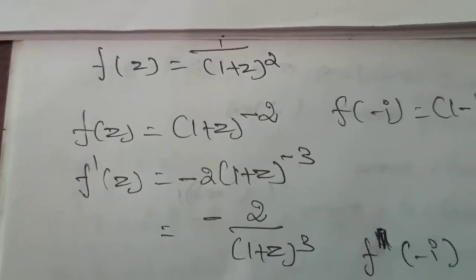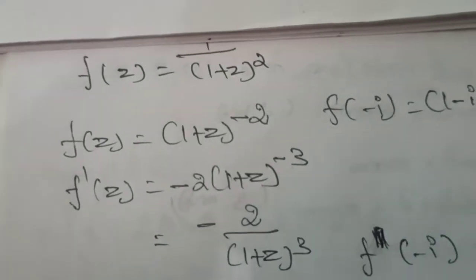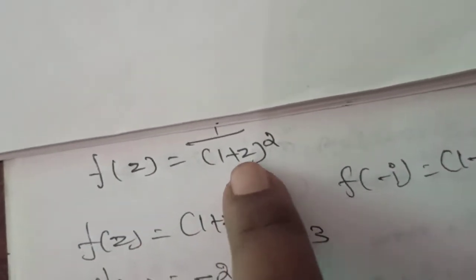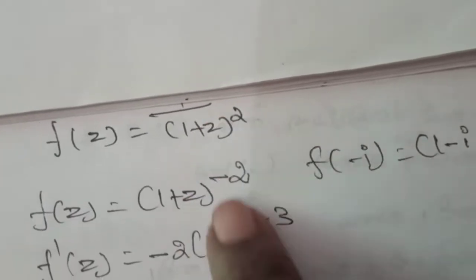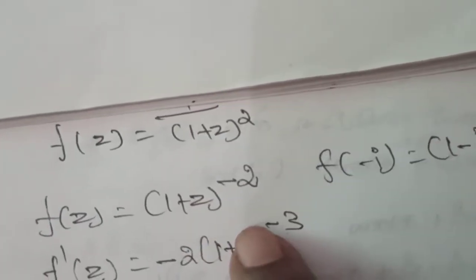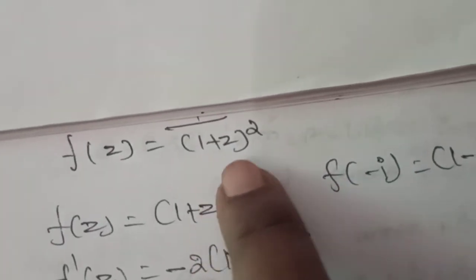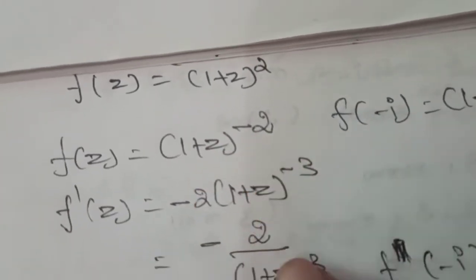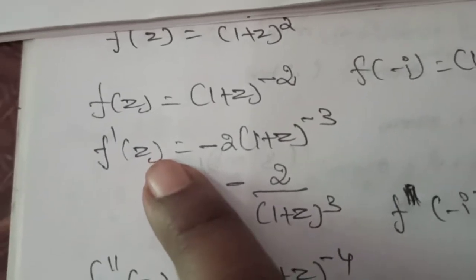So for the first differentiation, before that, we take the denominator value to the numerator. 1 divided by (1 plus z) the whole square can be written as (1 plus z) to the power of minus 2. Can I write that?